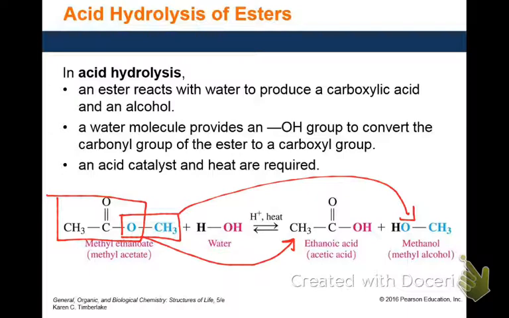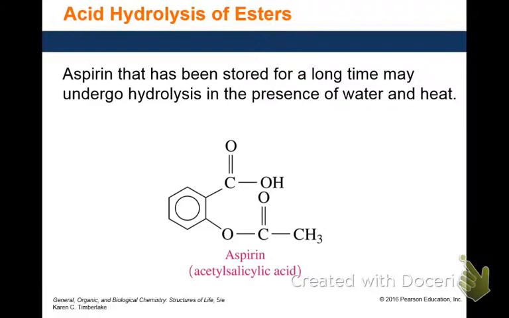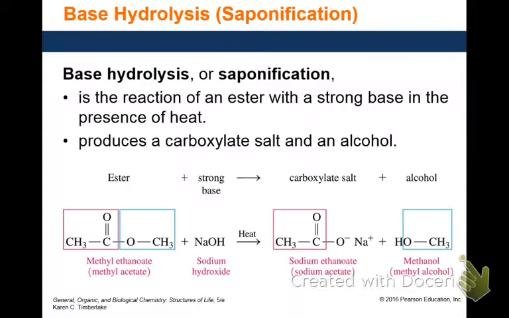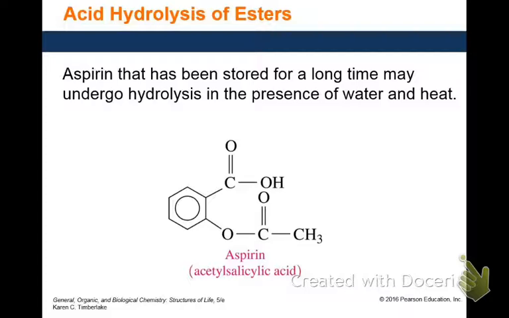So what we're gonna do is we're gonna look at the structure for acetylsalicylic acid and look to see what the product molecules will be. The ester is the lower group, right? So this, oops. What will that give me? Does it give me the alcohol or the carboxylic acid?